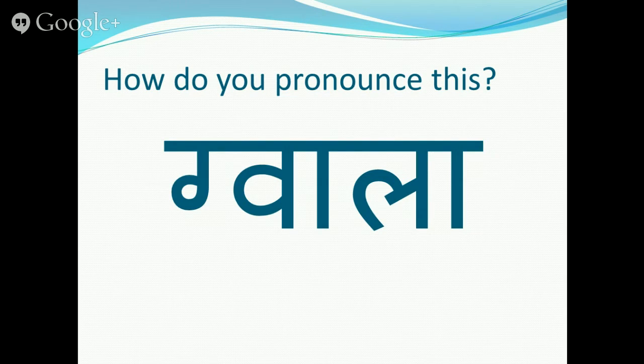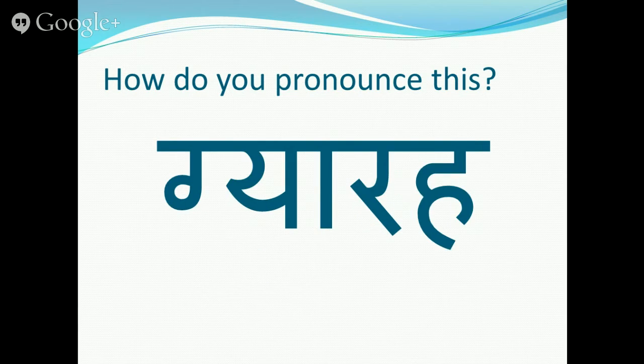What is this? This is a G sound followed by va. So gwala, gwala. Once again, your tongue is working independently of your lips. Gwala. What is this? This is a ga followed by ya, gyara, gyara.